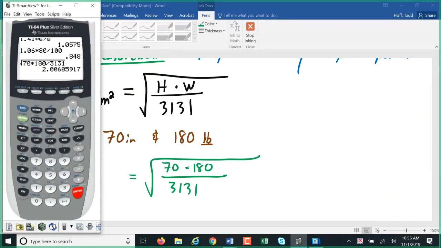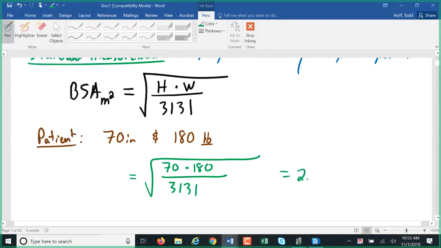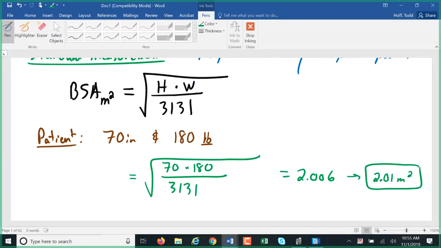Right, 2.006. We almost always round to 2 decimal places. That'd be 2.01 square meters. Now, if you don't have the two-line display, I see a couple of you have the one-line display calculator. The square root is the last thing you have to do. You type in the 70 times 180 divided by 3,131. You hit equals, and then you hit your square root key.